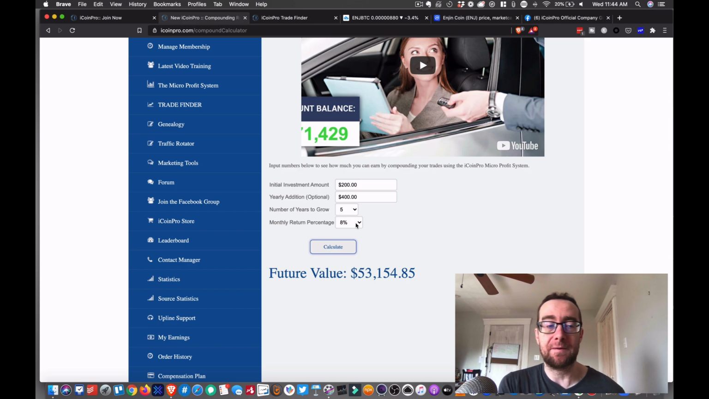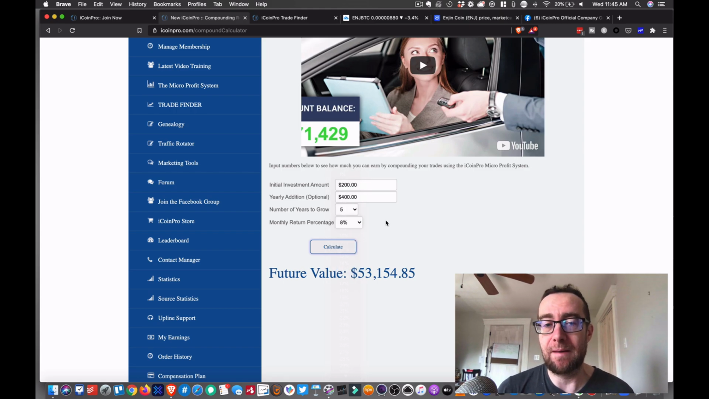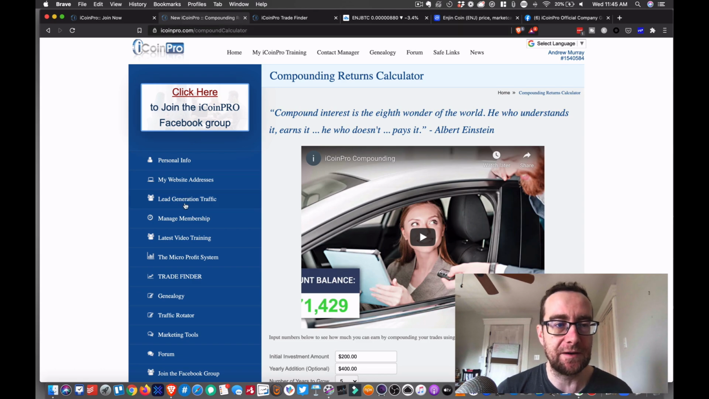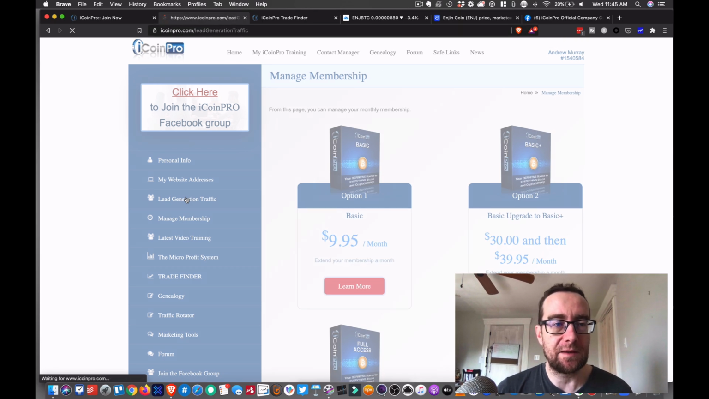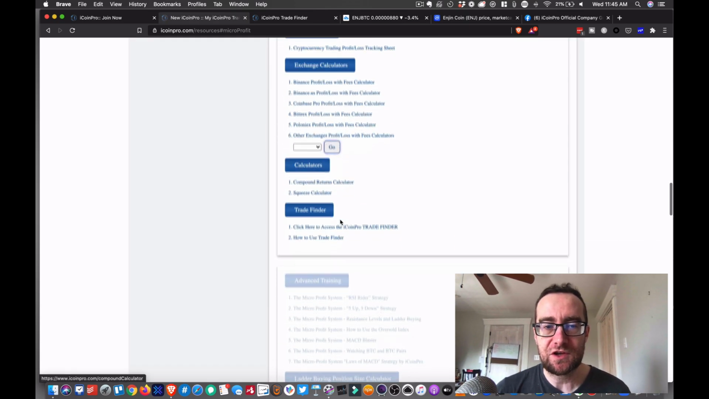What we aim for with the micro profit system is between 2 and 3% per trade, right? And obviously you're not going to win all your trades, but if you win significantly more than you lose, then even a monthly return of 8% would garner that. So it can be very significant. So let me just show you the micro profit system. So that's what you get.